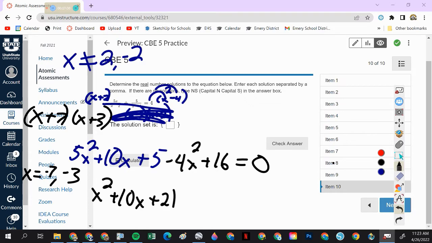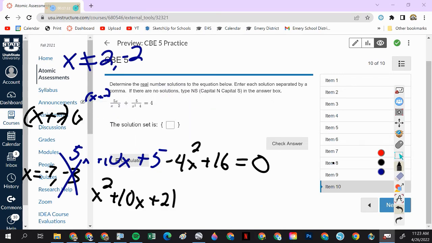What if a number is in the excluded list? And then you just chuck it. So the solution set, these brackets just mean a list of numbers. So it would be negative 7, negative 3. Yeah, so no, you don't have to do anything else. Okay, that's it.